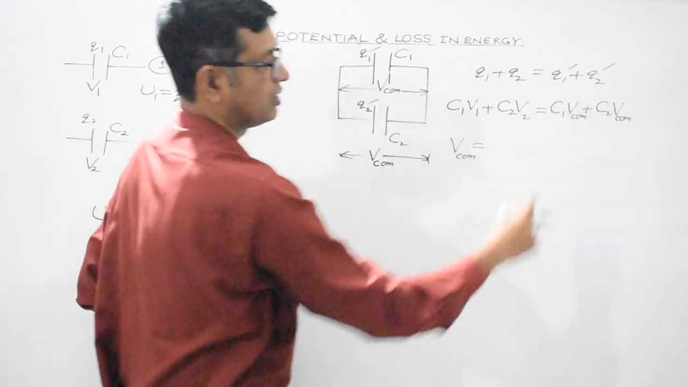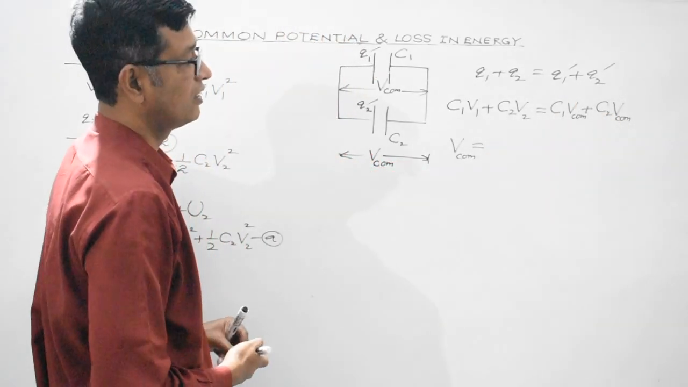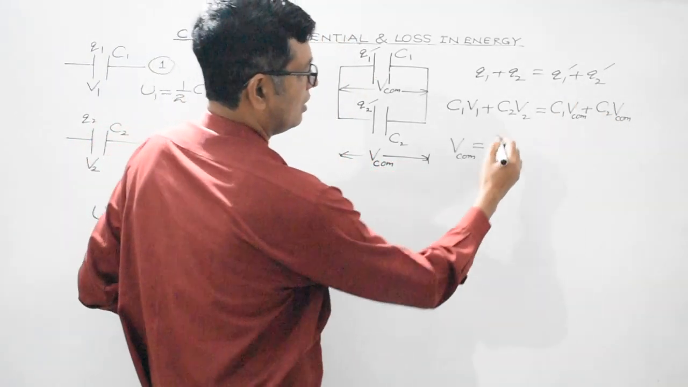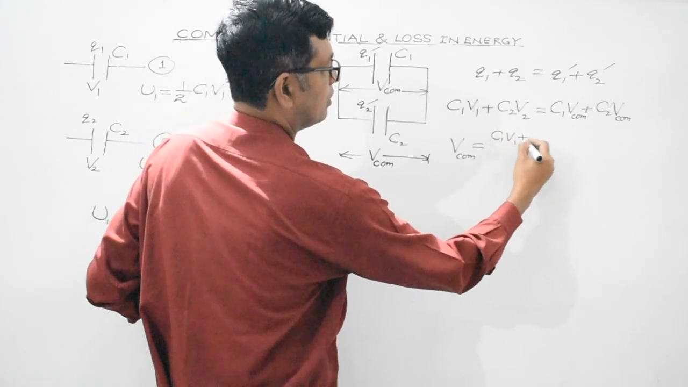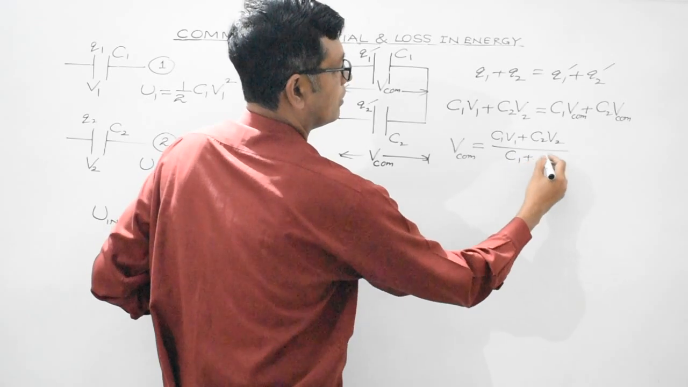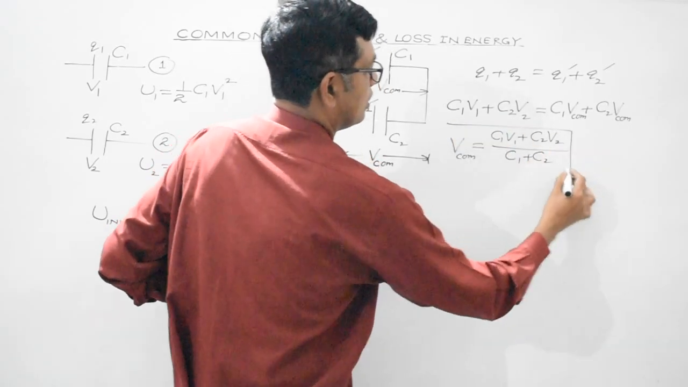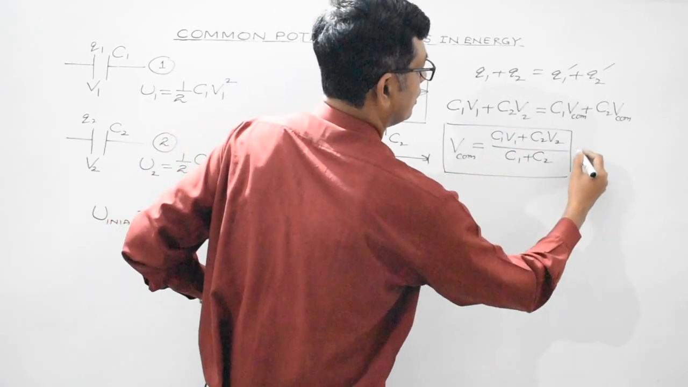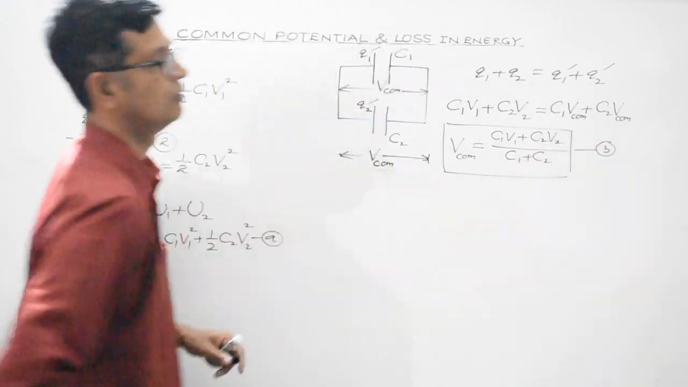In the bracket, it will be C1 plus C2. So, I am writing the result directly. What we get is, it will be C1 V1 plus C2 V2 divided by C1 plus C2. This is the expression for the common potential.